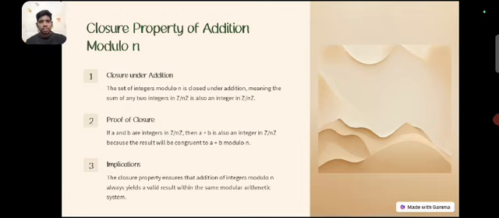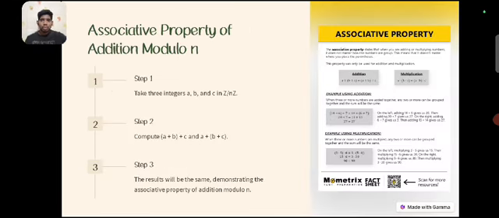Implications. The closure property ensures that addition of integers modulo n always yields a valid result within the same modular arithmetic system. Now let us come to the associative property of addition modulo n. Step 1. Take three integers a, b and c in Z/nZ. Step 2. Compute (a plus b) plus c and a plus (b plus c). Step 3. The results will be the same, demonstrating the associative property of addition modulo n. As you can see, there are some examples using the associative property.